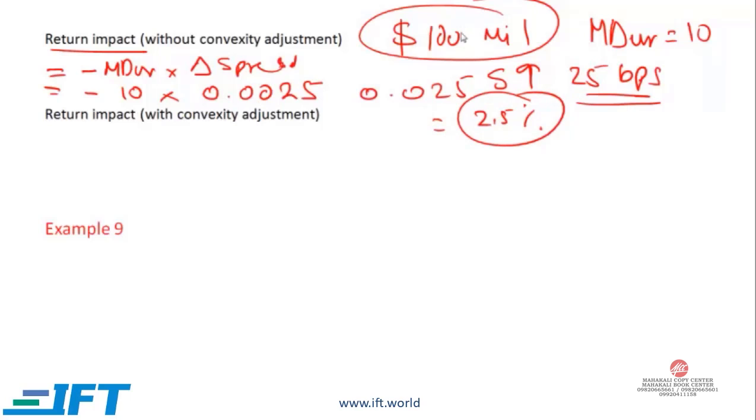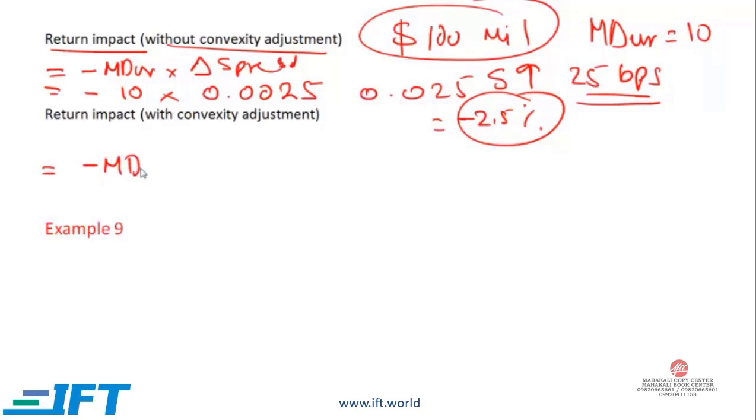So this particular bond portfolio will come down in value by 2.5% if the yield spread widens or increases by 25 basis points. So this is a basic calculation without convexity adjustment. With convexity adjustment, our formula looks like this. So the first part is the same.